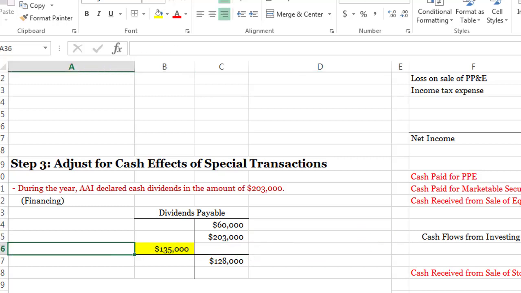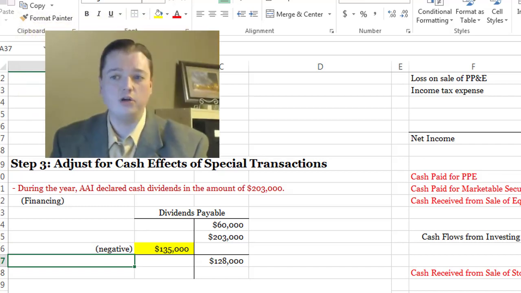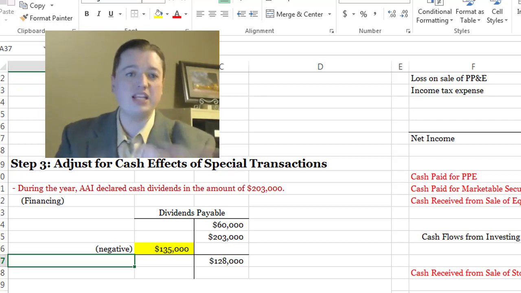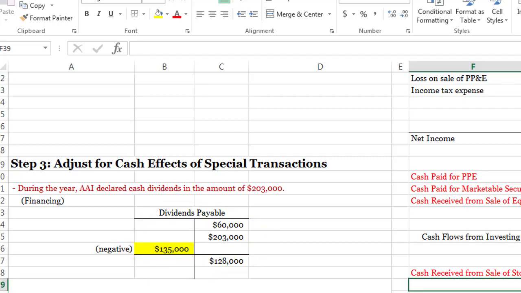The last thing I want to make a note of here, this is actually a negative number. I can't have a negative in a T account ever. Notice it's not a negative credit, it's a debit instead. But I need to make a note to myself that this is a negative cash flow so that I put it into my worksheets correctly. Now I know my cash effect, that's the 135. I also know the balance sheet effect because I did the T account for the balance sheet account. So I'm ready to put this into my worksheet.